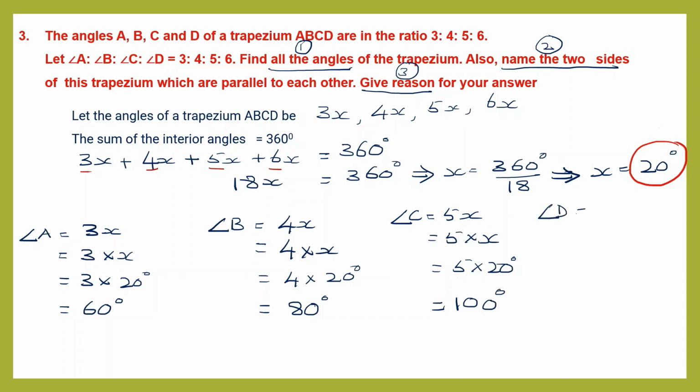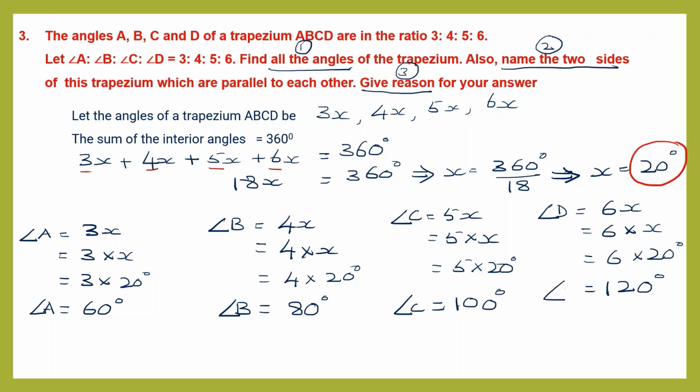Angle D equals 6x, which is 6 into x. Again, 6 into 20 degrees. 6 twos are 12, add a 0, 120 degrees. So we have our answer. A is 60, angle B is 80 degrees, angle C is 100 degrees, and angle D is 120 degrees. So we finished the first part of the question. We have found all the angles.